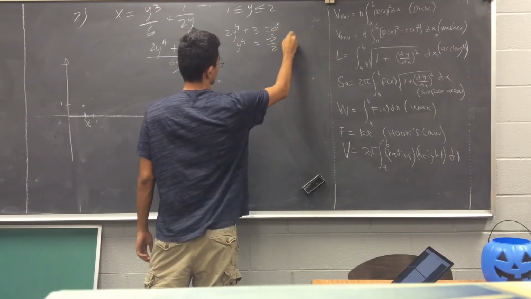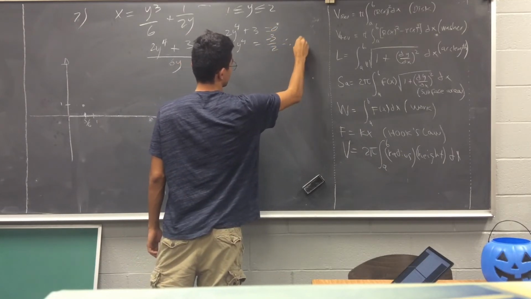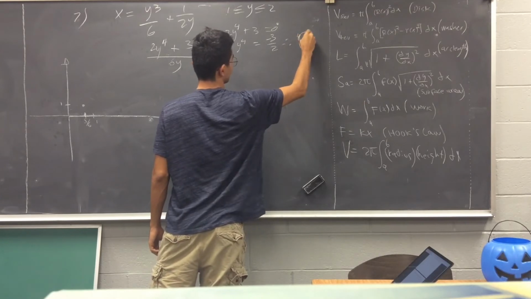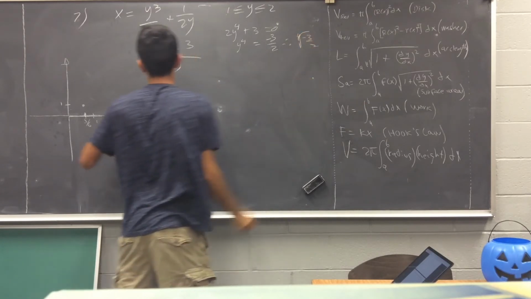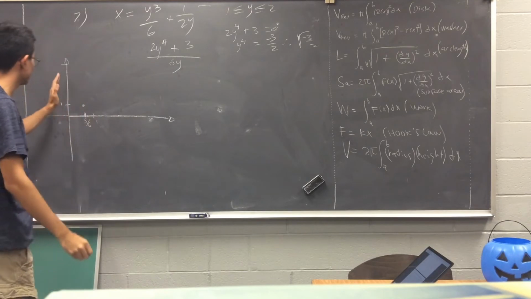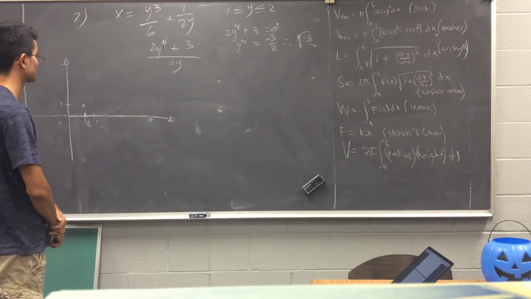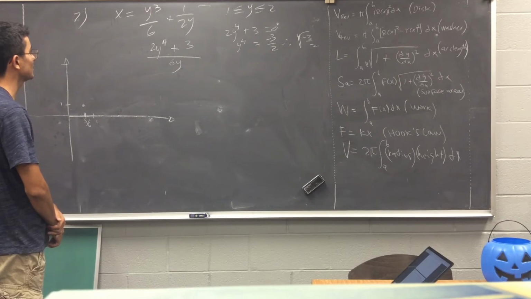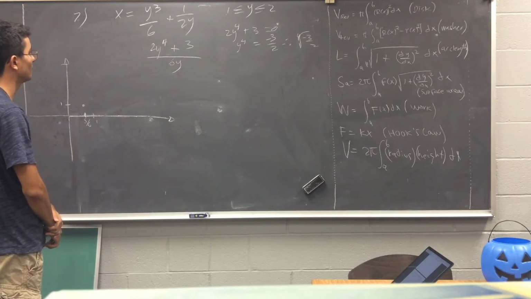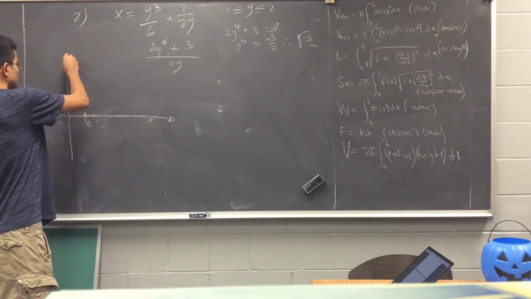Because when you take the 4th root of that, you're going to get an imaginary number. All right, so that means it doesn't touch the y-axis either. So my best guess is that it's going to look like this.